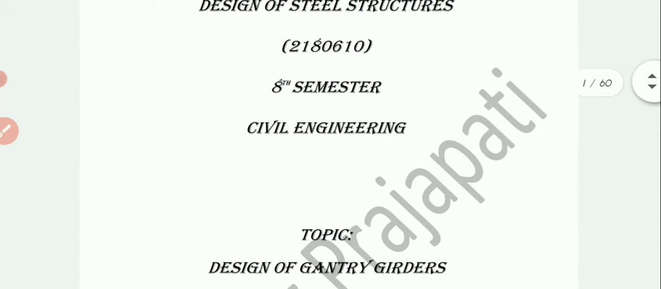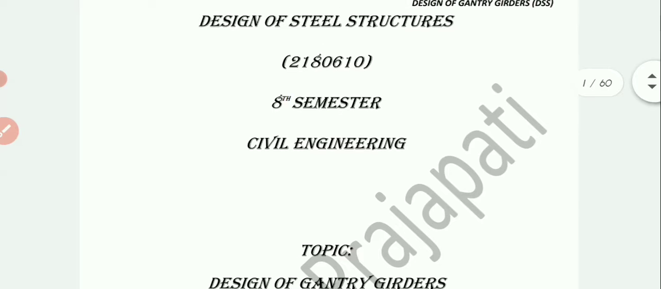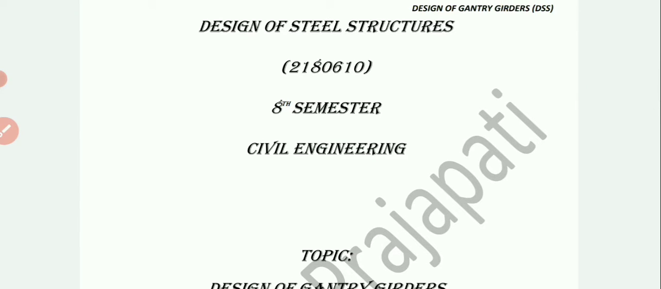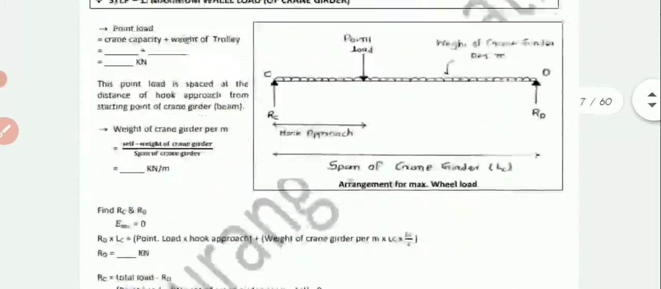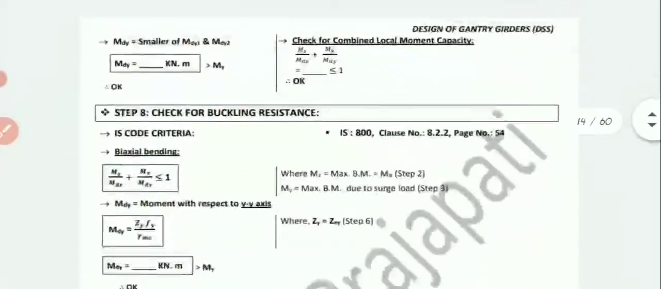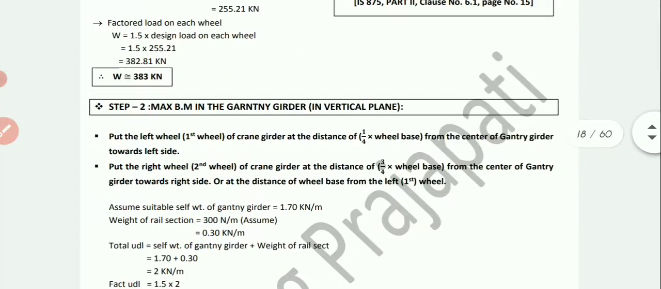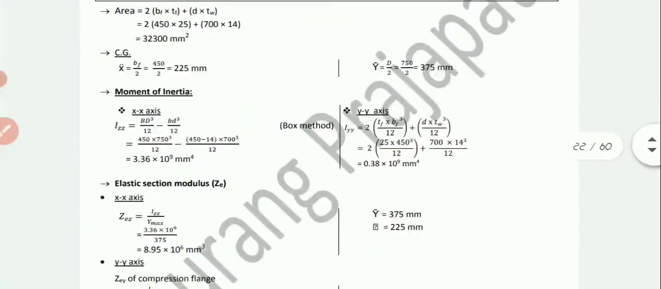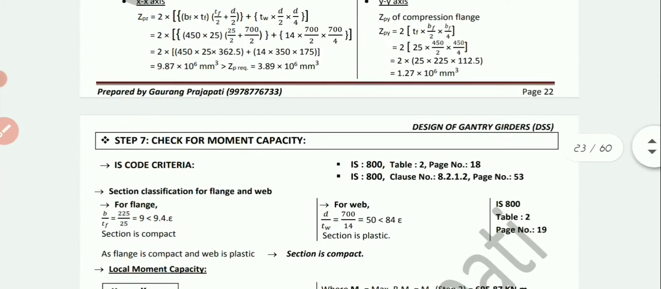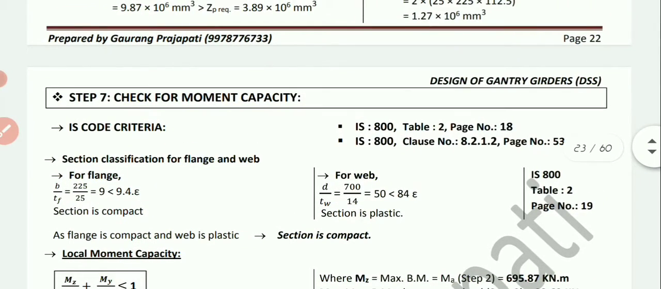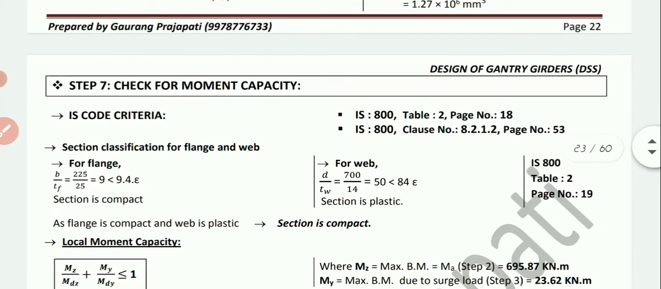Now in this video I am going to continue the topic of design of gantry girders of the subject design of steel structures, 8th semester civil engineering. In the previous video we have covered the design of gantry girder from step number 1 to step number 6. Now in this one we are going to provide all the checks regarding the gantry girder.